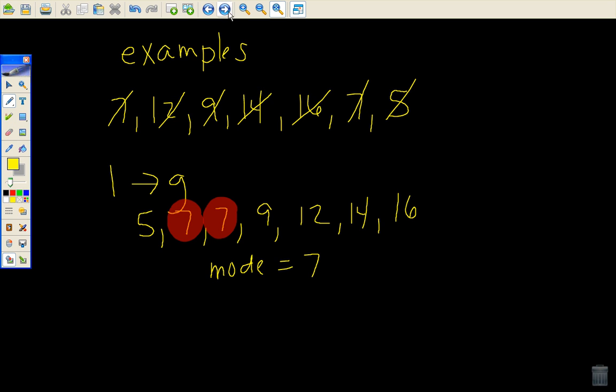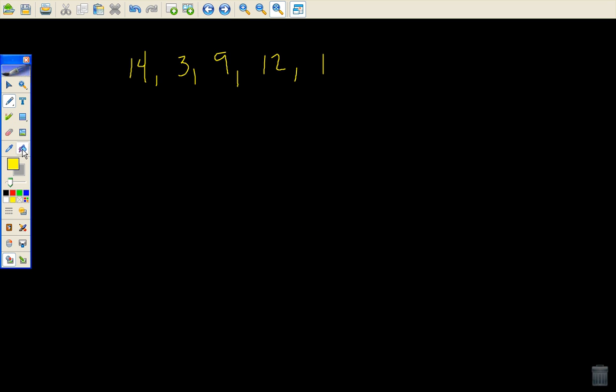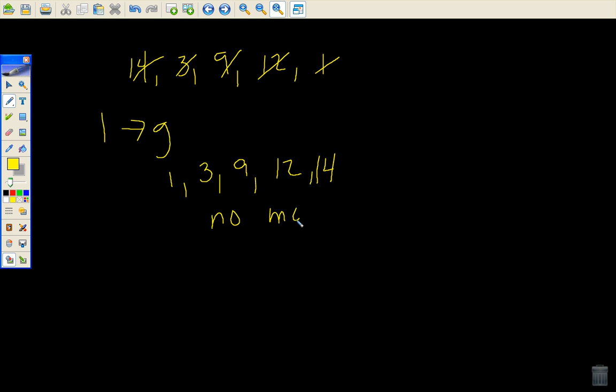Let's look at another data set as an example. What are we going to do first? Least to greatest. So I see a 1, a 3, 9, 12, and 14. I'm looking through my list and I see that all the numbers only appear one time. So I have no mode. There is no number that's seen the most. So in the real world, let's say a bakery was baking things and they noticed that everything was selling about the same, then they would plan to make everything about the same because that is the trend that's happening.